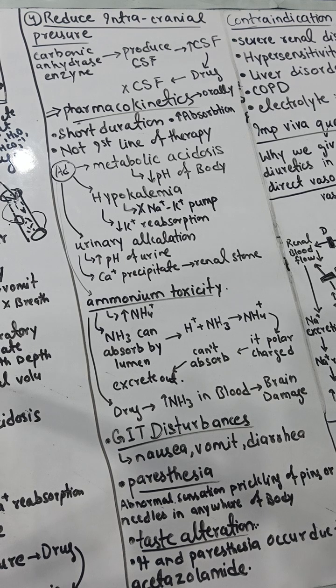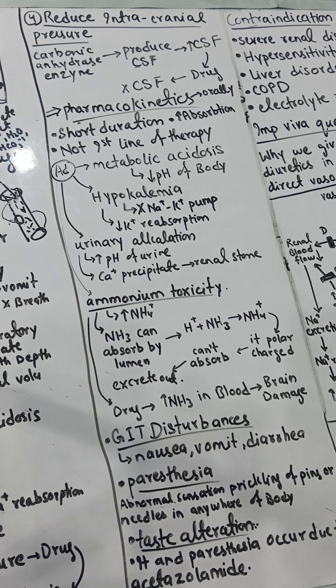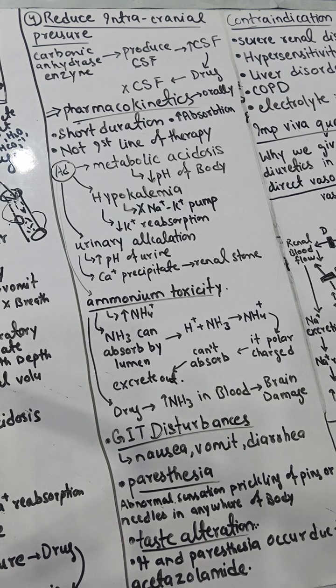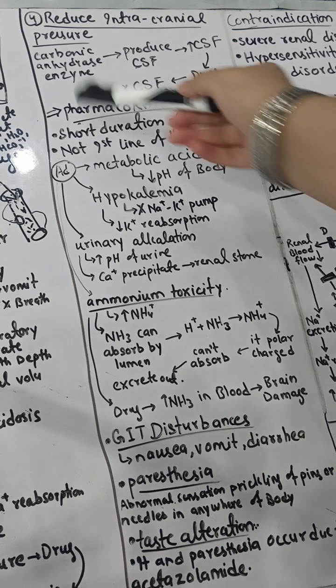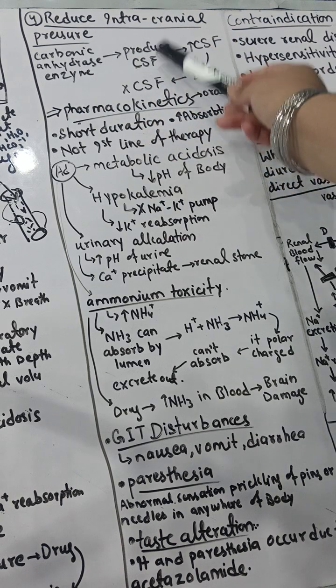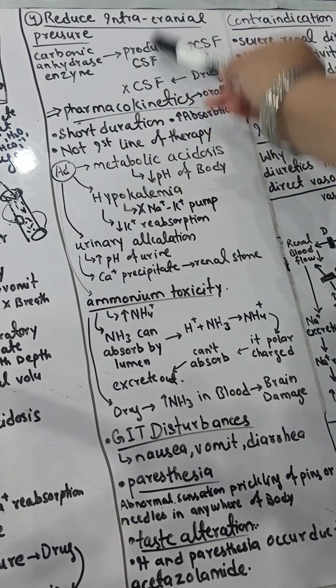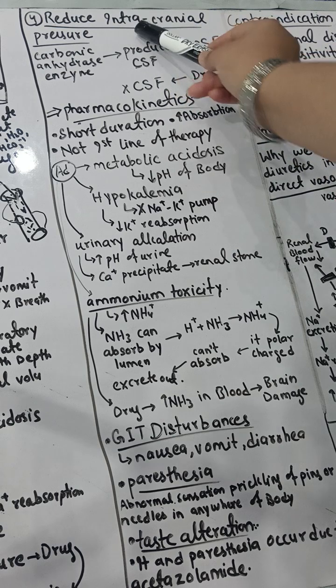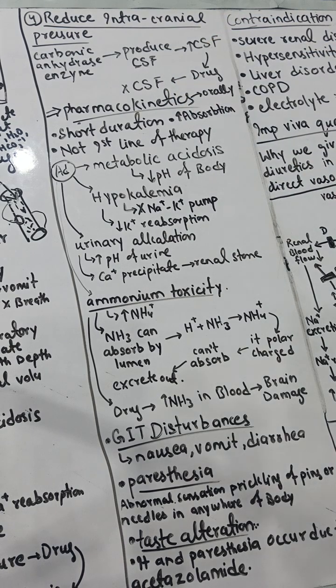So now we have to decrease it. How do we decrease it? By giving carbonic anhydrase inhibitors, by giving this drug. So what it is going to do is inhibit the carbonic anhydrase enzyme. As a result, there is a decrease in the production of CSF and a decrease in the intracranial pressure. Next we will discuss the pharmacokinetics of that drug.